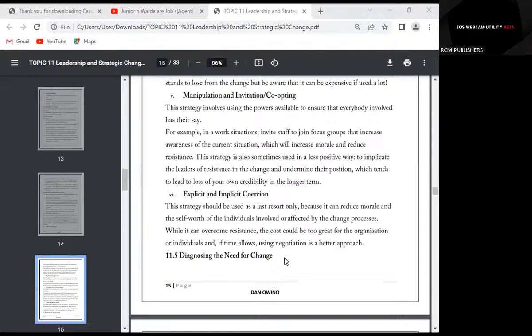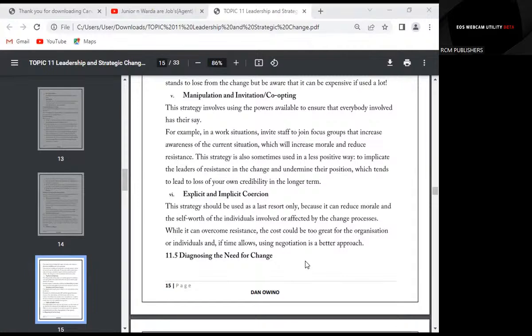The other one is explicit or implicit coercion. Coercion is the use of force. Sometimes you have to use force, you have to use a threat to introduce a change. You say, if you don't want to accept the new way of doing things, then you're going to lose your job. You're going to be fired. So coercion can also be a strategy used to introduce changes, to make changes happen.